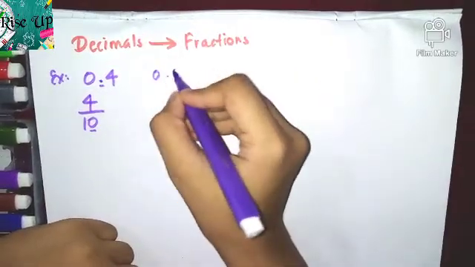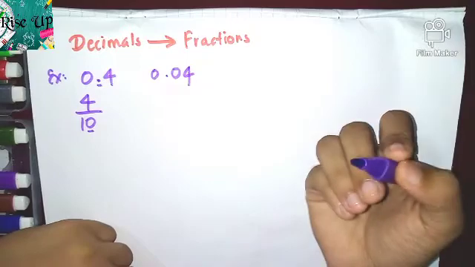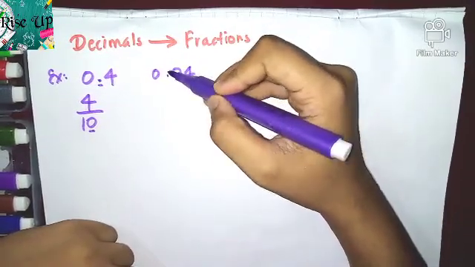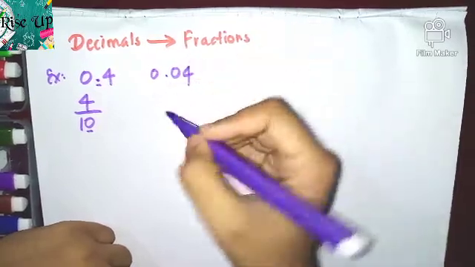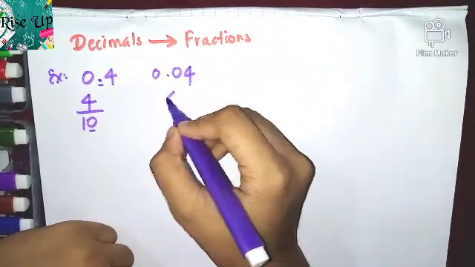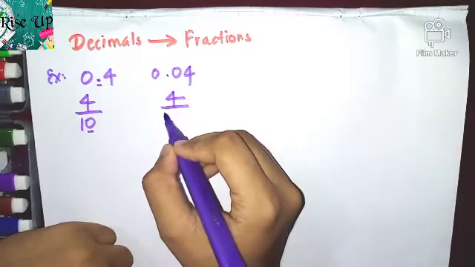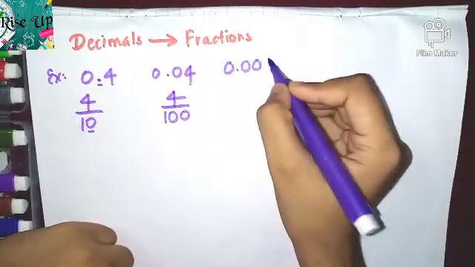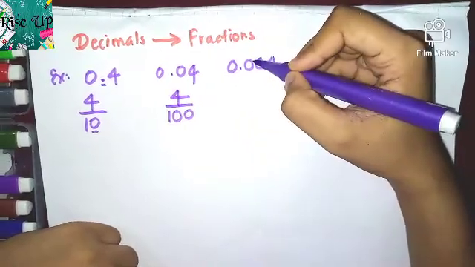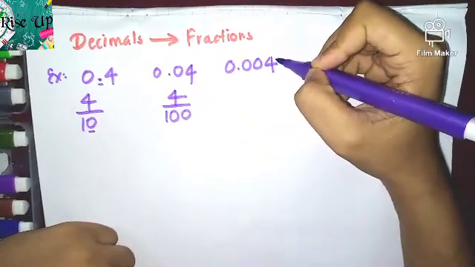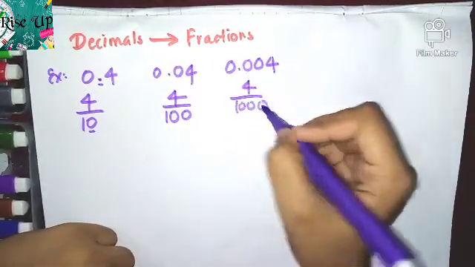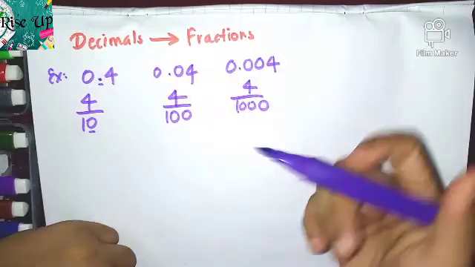Another example. Let's take 0.04. Now how many decimal places are there? 1, 2. To make it a whole number, we have to move 2 times. 1, 2. So it has 2 decimal places. So we have to write it over 100. If it is 0.004, then 1, 2, 3. It is 3 decimal places. So you have to write it over 1000. So this is the way of writing decimals as fractions.